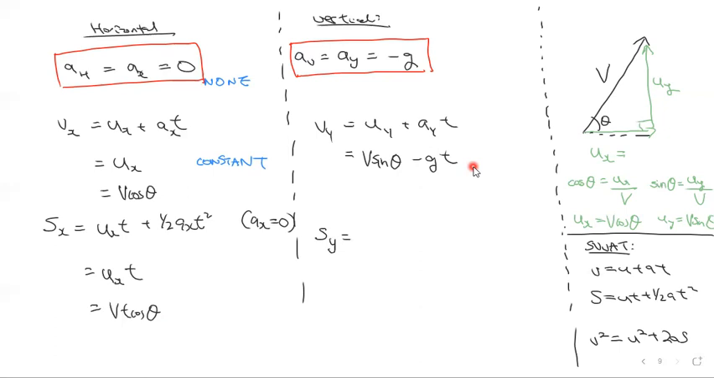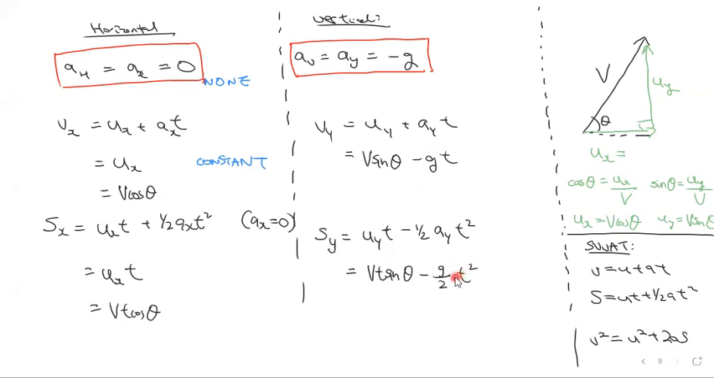Sy would equal, assuming you start from the origin, uyt minus a half ayt squared. And then that's really just SUVAT, but using it in the vertical direction. If we sub in what we already know, then that's of course going to be vt sine theta minus g over 2 t squared.